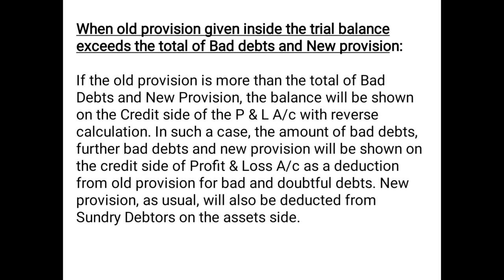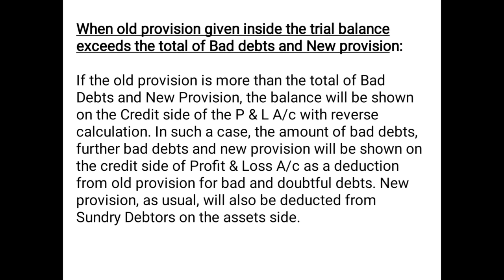Now, very important point, children. It is a very rare case, but again it can happen. When old provision given inside the trial balance exceeds the total of bad debts and new provision, we know that the old provision which is given inside the trial balance is basically deducted from the subtotal of bad debts, further bad debts, and new provision on the debit side of the profit and loss account.